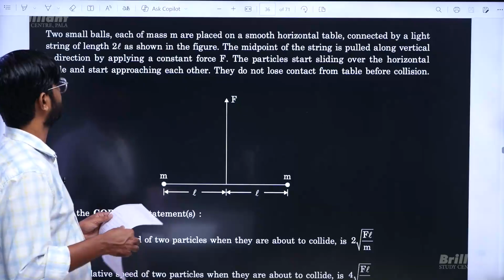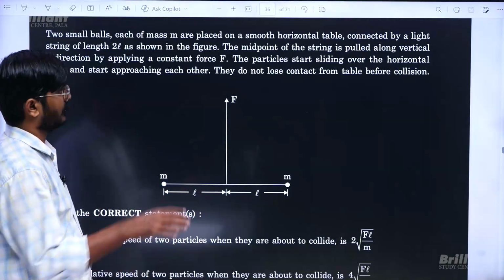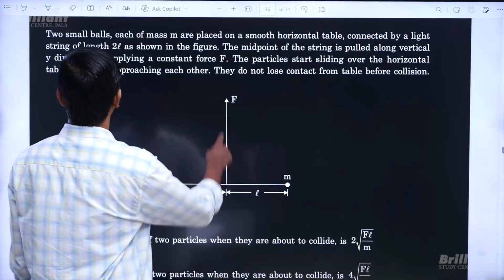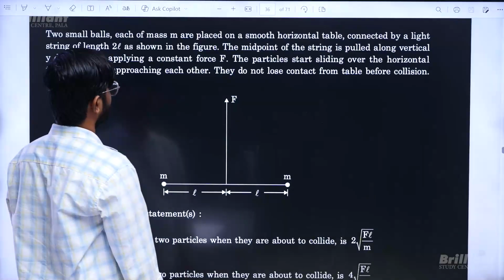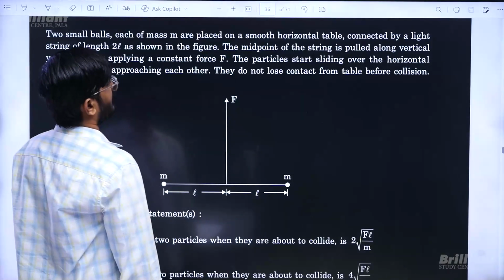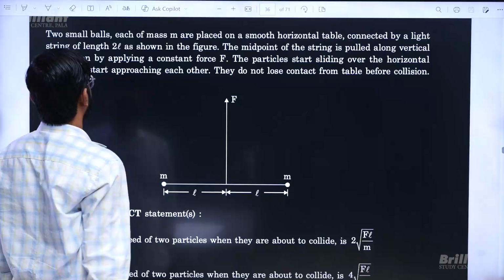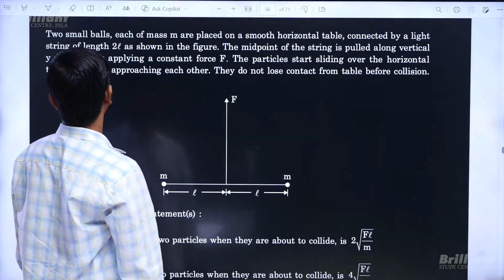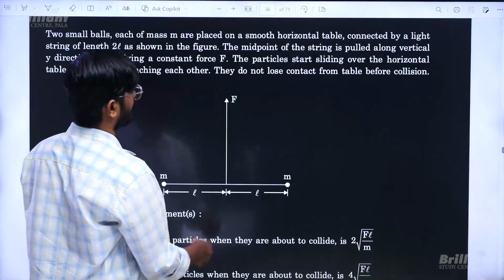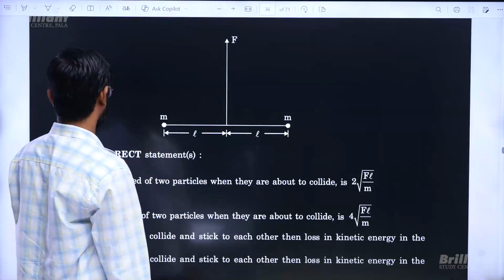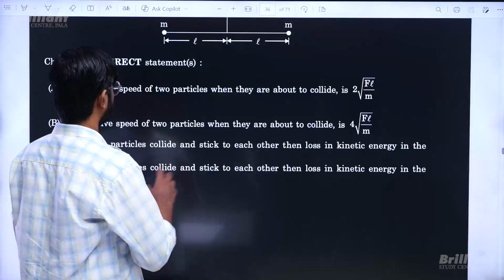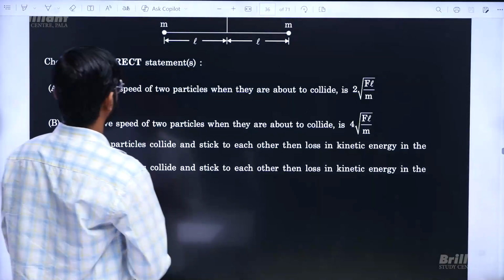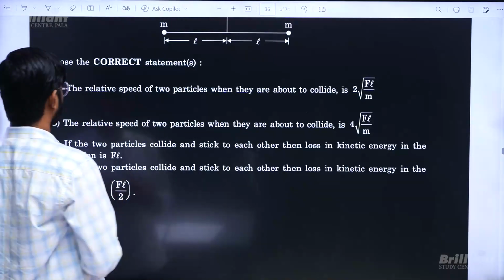Two small balls, each of mass m, are placed on a smooth horizontal surface connected by a light string of length 2L as shown in the figure. The midpoint of the string is pulled vertically along the y direction by applying a constant force F. These particles are sliding over the horizontal table and start approaching each other. They do not lose contact with the table before collision. Then the relative speed of two particles when they are about to collide.